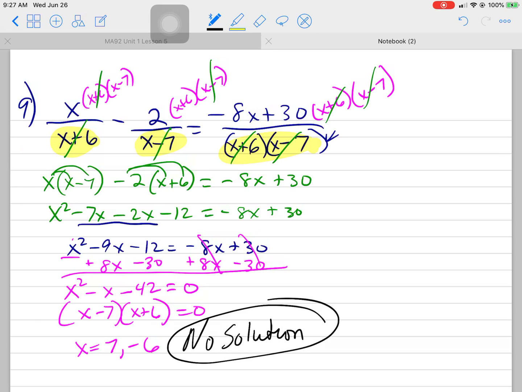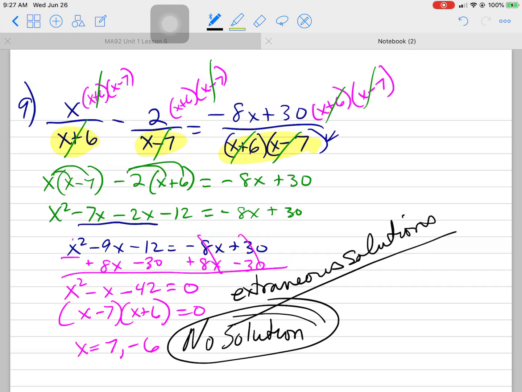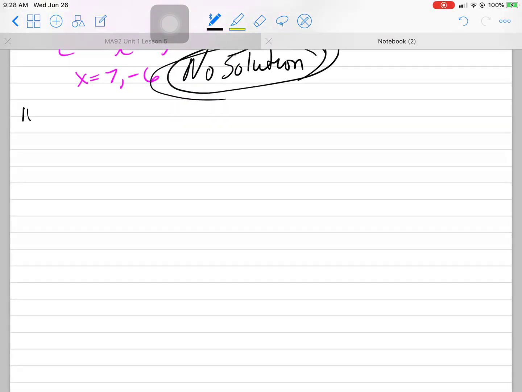I did work for x. x solves for 7 and negative 6, but they're both extraneous solutions. So we do not list them as solutions. In fact, both of them are, so my final answer is no solution. Okay? All right, last one. Yeah, no solution means there's nothing that was going to work for x to make that a true statement.